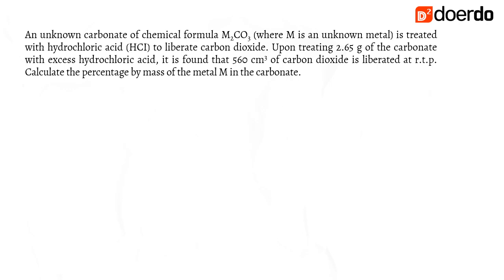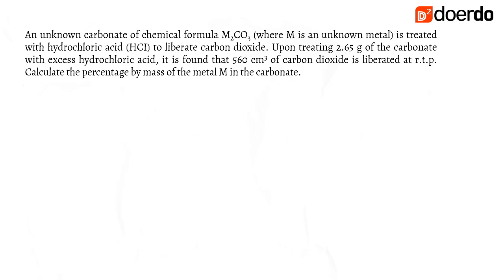Next, an unknown carbonate of chemical formula M2CO3, where once again M is an unknown metal, is treated with hydrochloric acid to liberate carbon dioxide. Upon treating 2.65 grams of this carbonate with excess hydrochloric acid, so basically all the carbonate will react since hydrochloric acid is in excess, it is found that 560 cm3 of carbon dioxide is liberated at room temperature and pressure. Here it's important to note that it's room temperature and pressure, since that will affect your molar volume. Calculate the percentage by mass of the metal M in the carbonate.